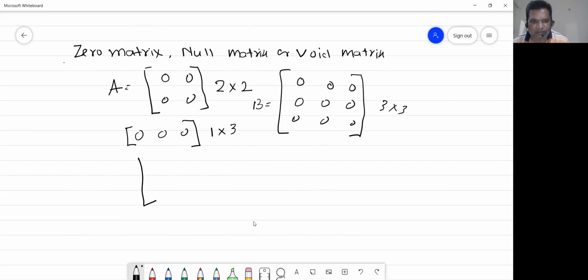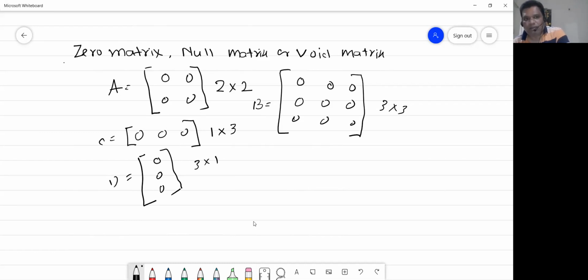Similarly, we can write a zero column matrix. This is a column matrix of order 3 rows into 1 column. So I will name this C, and this D. These are all zero matrix, or null matrix, or void matrix. So we can write a matrix containing all zeros. They are called null matrix, zero matrix, or void matrix.